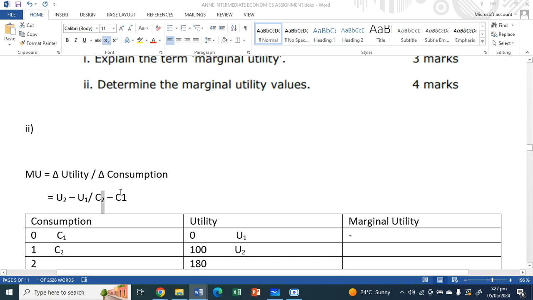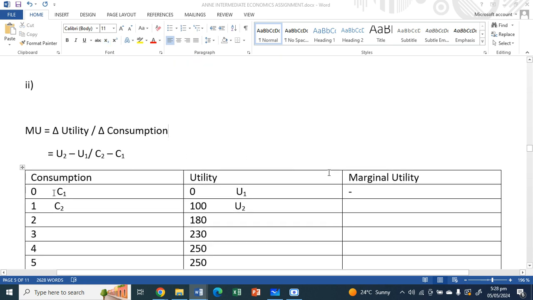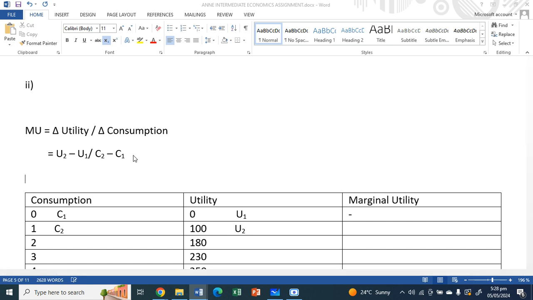Similarly with consumption. So we want to calculate our marginal utility, which is the additional satisfaction we get when we move from 0 consumption to 1 unit of consumption. So U2 in this case is 100. U1, the initial utility, was 0. So you're going to say 100 minus 0.